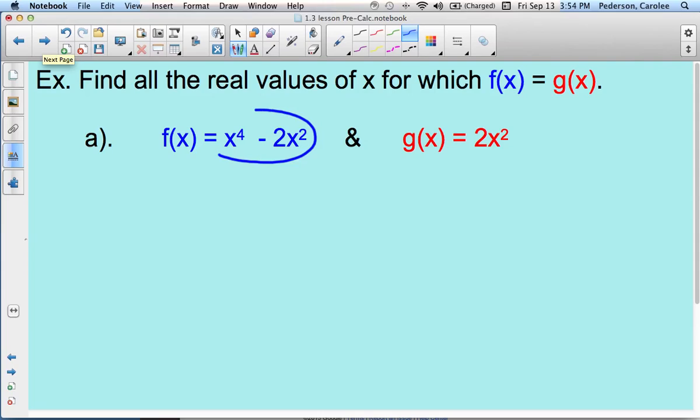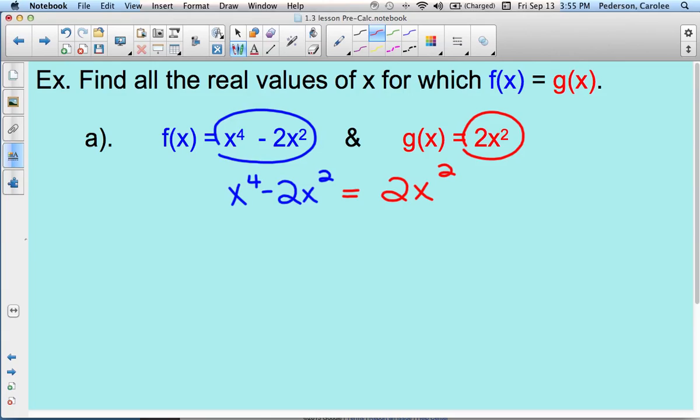So here's our f of x function, x to the fourth minus 2x squared, equals our red function, which is 2x squared. And we want to find out what x can be, or there might be multiple x's that this solution can be. So I'm going to go ahead and put this in standard form, so I'm going to move that red 2x squared to the left. So I have x to the fourth minus 2x squared, and then minus 2x squared again, equaling 0.